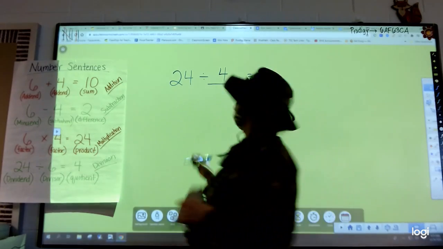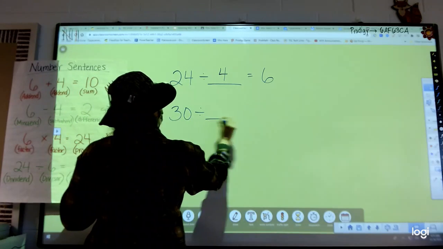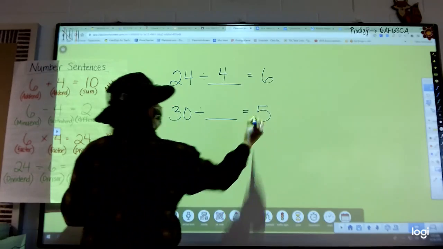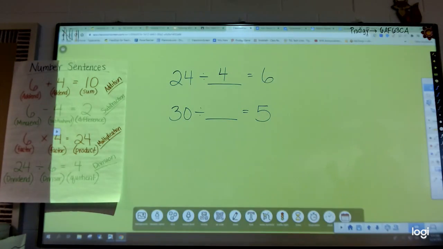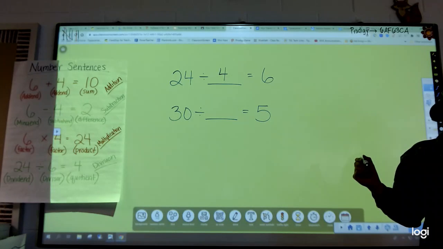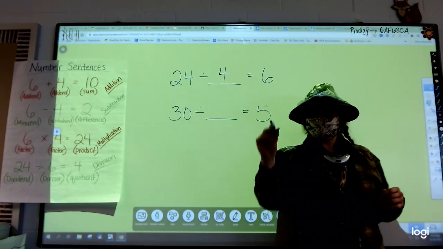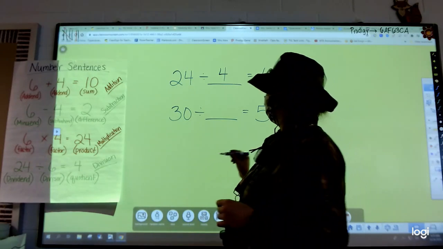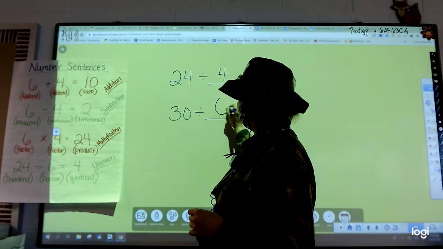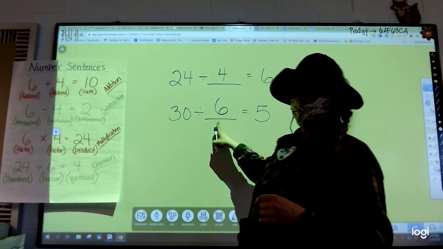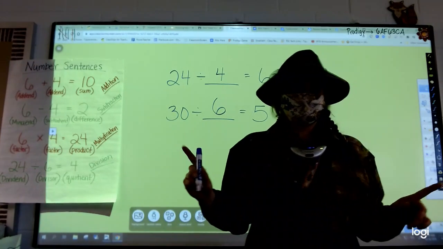So let's think about another one. Let's say I've got 30 divided by blank equals 5. Someone walk me through your thought process on that one. Cadence? 5 times blank equals 30. 5 times blank, mystery number, equals 30. Hayden? There are 30 giraffes and I need to split them up into 6 groups, and then how many are in each group? 5. Nice job.